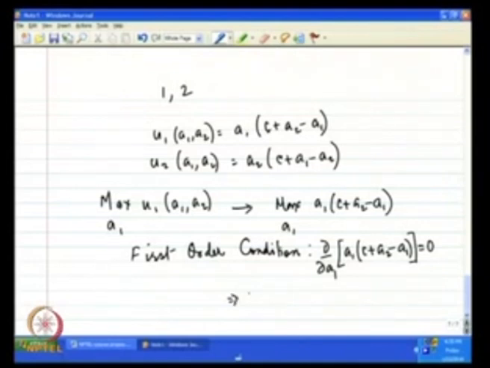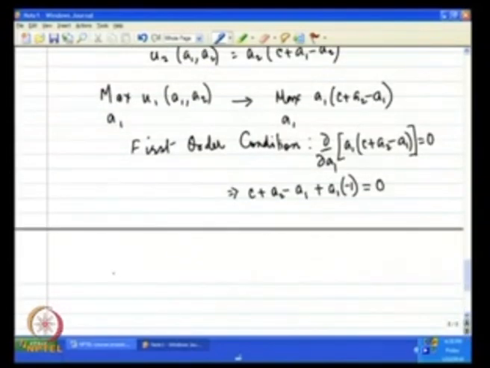Now, let us see what I get out of this condition. It is a product of two functions, A1 and C plus A2 minus A1. So, by the product rule, it will be C plus A2 minus A1 multiplied by the derivative of A1 with respect to A1, which is 1, plus A1 multiplied by the derivative of C plus A2 minus A1 with respect to A1, which is minus 1. If I simplify this, C plus A2 minus 2A1 is equal to 0, which means that A1 is equal to C plus A2 divided by 2.